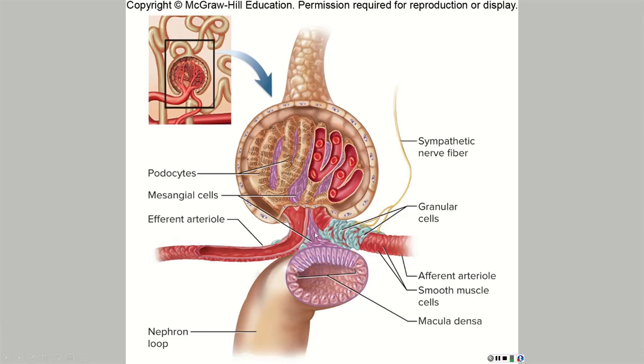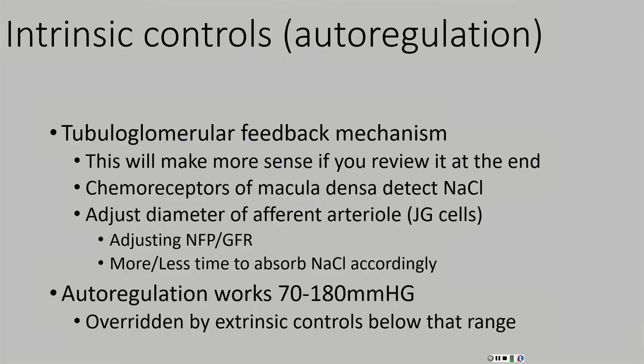And the third type of cell of the juxtaglomerular apparatus are called mesangial cells. We won't really focus on those in this chapter. We will talk about the macula densa and the granular cells that we will call the JG cells. So we'll come back to that. But let's look at how the tubuloglomerular feedback mechanism works.